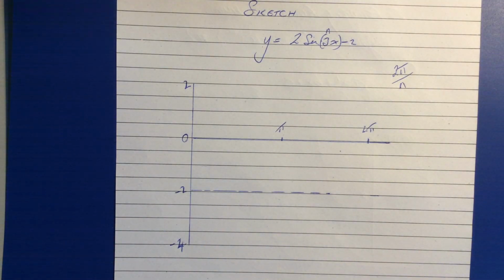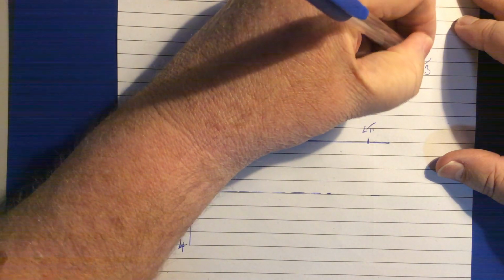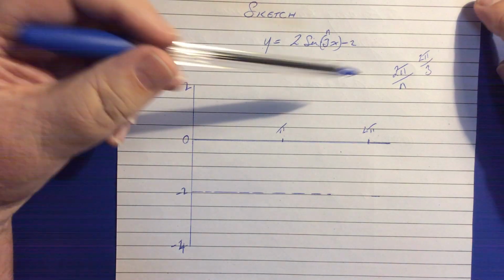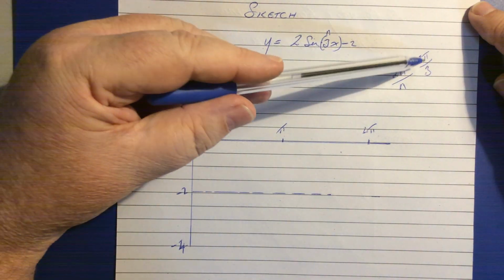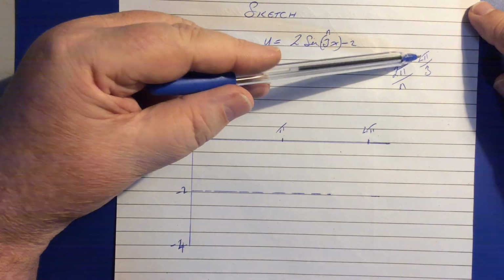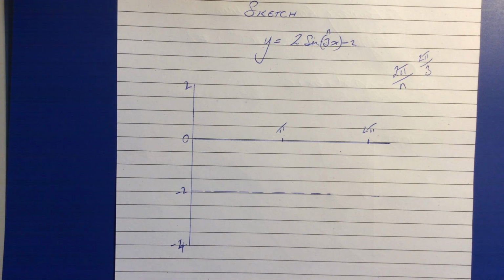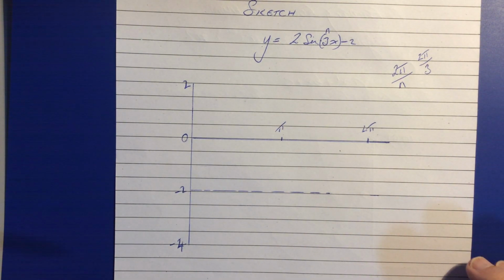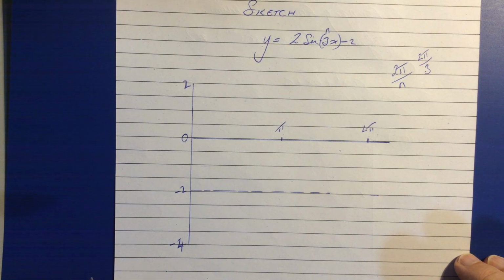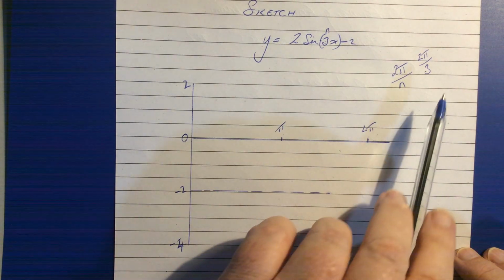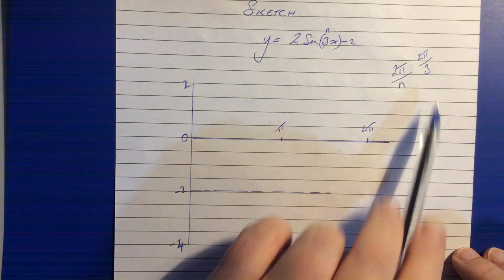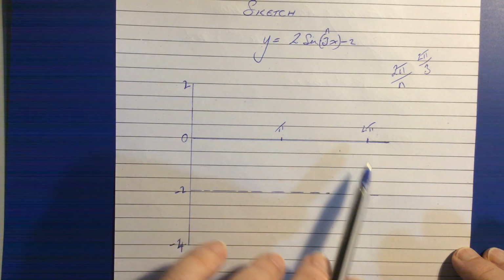The standard period for a sine graph is 2 pi. But in this case we have 2 pi on 3, which means that the distance of the period is going to be divided by 3. It's going to be compressed. So let's just consider the implications of that. This thing is going to go through a cycle in the space of 2 pi on 3, which means that we're going to see a few ups and downs here.